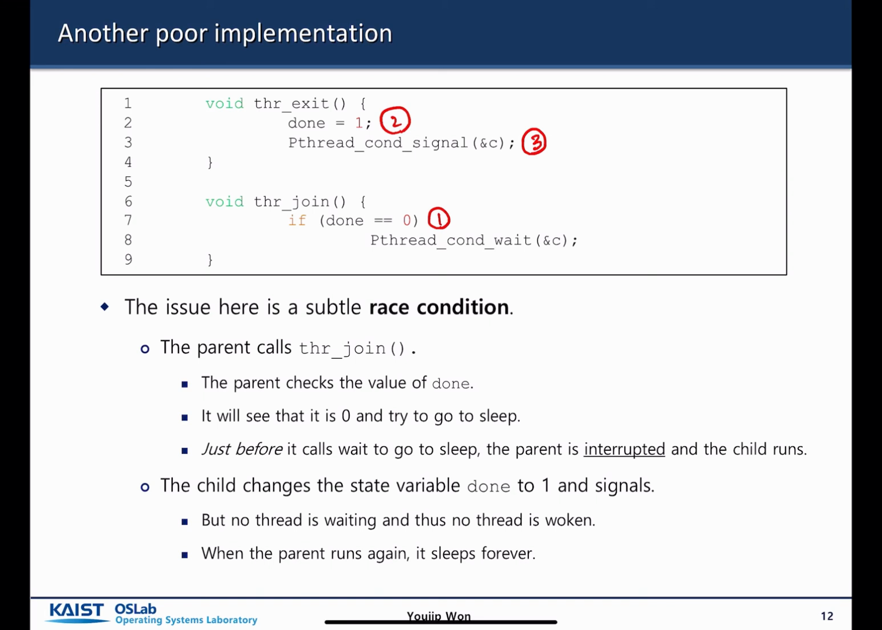So after executing number 3, let's assume that the parent gets the control again. It runs again. Then it gets 4. And then when the parent thread has gone to sleep, there's no thread to wake it up. So the parent is going to sleep forever.